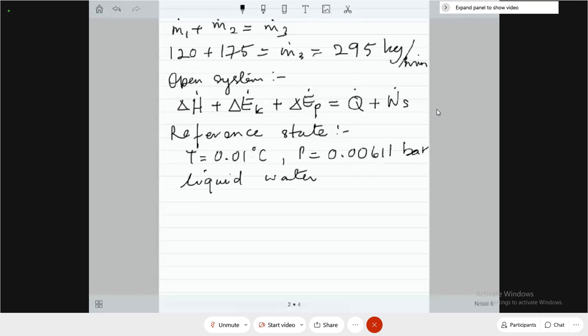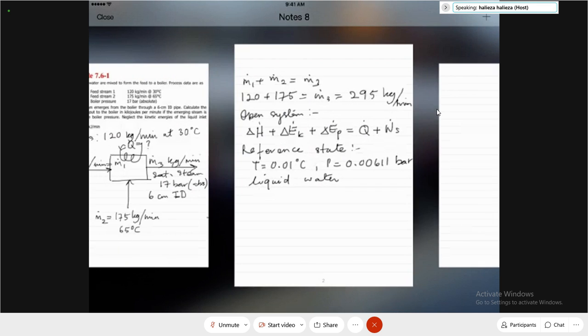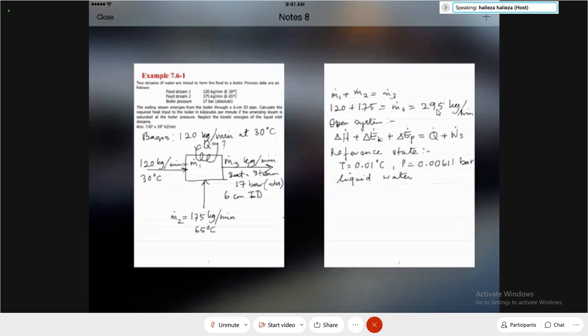Now I'm going to show you the slide. Let's look at our diagram. We have water coming in at 30 degrees C, and the other water coming in at 65 degrees C. There's no mention at all about the pressure. But for the outlet stream, there's a mention of the pressure, 17 bar absolute. It is saturated, so look up your saturated steam at a pressure of 17 bar. What is the enthalpy for that stream at 17 bar?